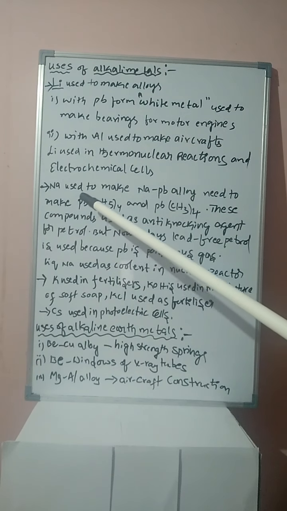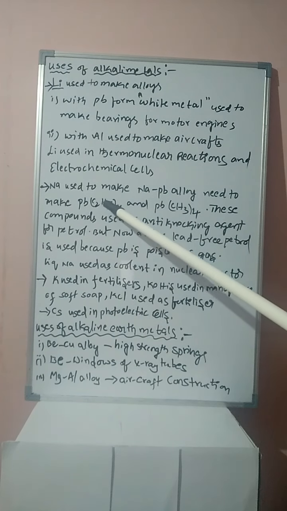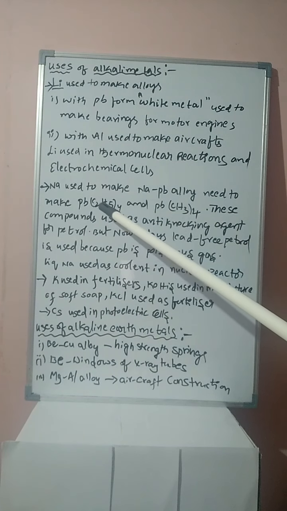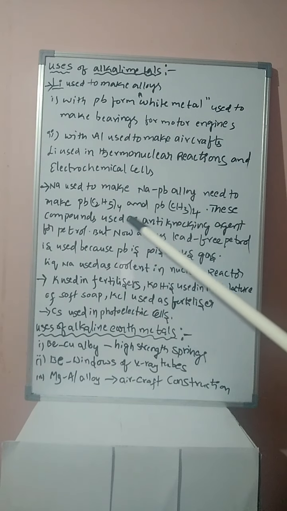Next, sodium. Sodium is used to make sodium lead alloy, needed to make tetraethyl lead and tetramethyl lead. (C2H5)4Pb is known as tetraethyl lead, and (CH3)4Pb is tetramethyl lead. These compounds are used as anti-knocking agents for petrol, but nowadays lead-free petrol is used because lead is poisonous.